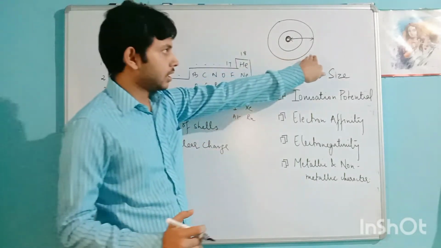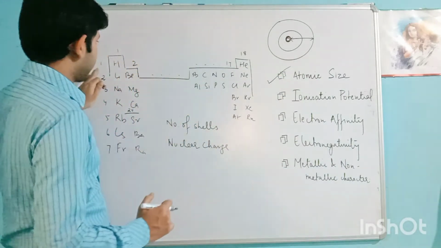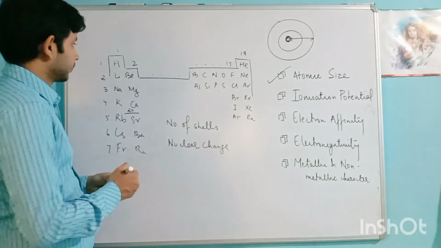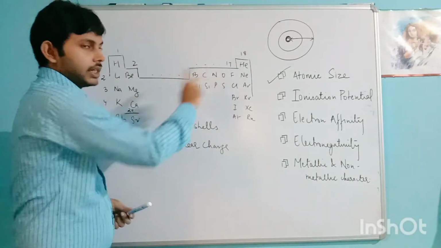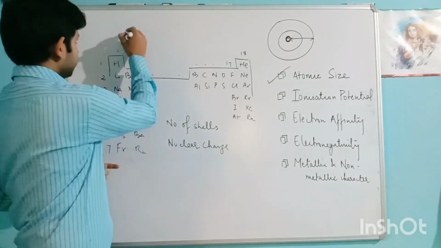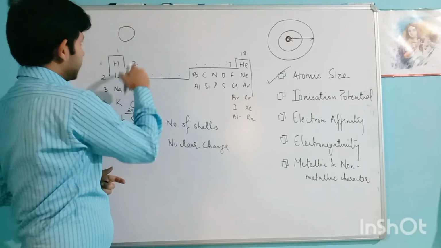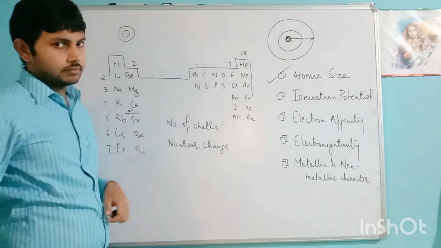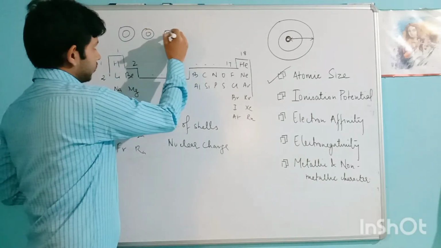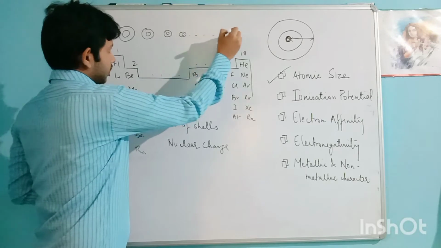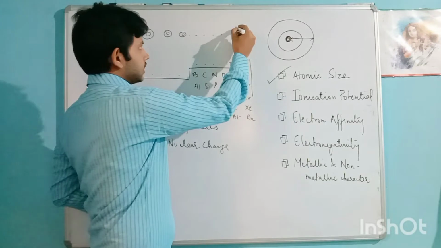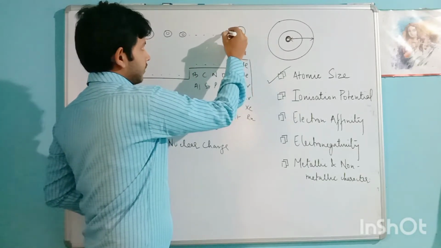Now you have to know how it varies across the period and down the group. Atomic size decreases across the period, means from lithium to beryllium, there are 2 shells in period 2. So in beryllium it is like this, then it goes smaller and smaller. The atomic size of the noble gases is slightly bigger than group 17 element.